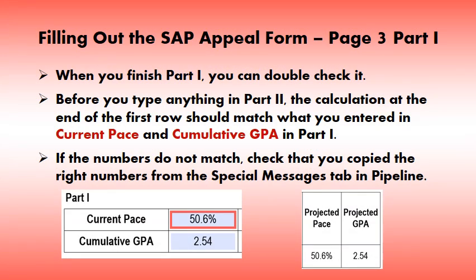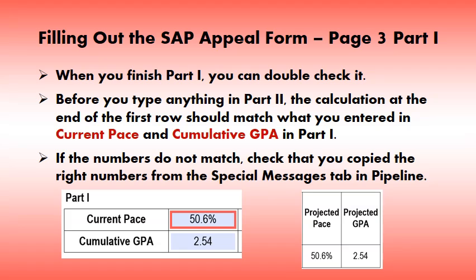Filling out the SAP Appeal Form, page 3, Part 1. When you finish Part 1, you can double-check it. Before you type anything in Part 2, the calculation at the end of the first row should match what you entered in current pace and cumulative GPA in Part 1. If the numbers do not match, check that you copied the right numbers from the Special Messages tab in Pipeline.